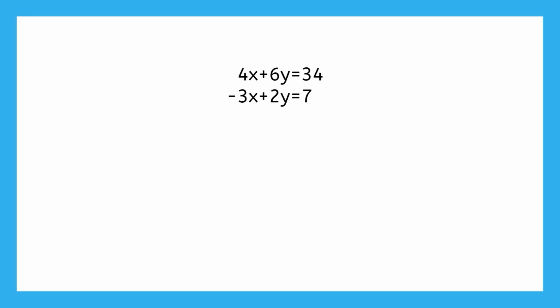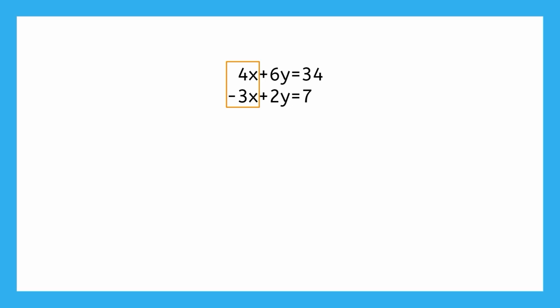For example, we could set this up to give the x terms opposite coefficients to make them eliminate. Or we could set it up to give the y terms opposite coefficients. For now, let's work with these x terms. 4x and negative 3x won't cancel if I add them.